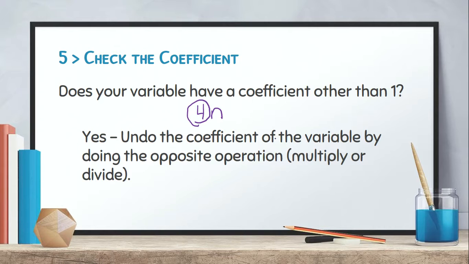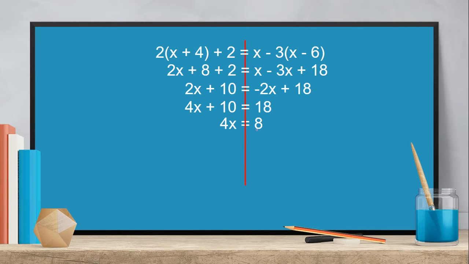If there is, we're going to undo the coefficient of the variable by doing the opposite operation. So if we're multiplying, like here, 4 times n, then we'll divide. And if we do one side, we got to do it to both sides. So here I've got 4x equals 8. Well, the operation involves multiplication, so the opposite of that is division. So I'll divide both sides by the coefficient. Well, here, 4 becomes 1. 1 is a ninja, because 1 times anything is whatever the thing is. And 8 divided by 4 is 2. So finally I get a solution that says x equals 2. That makes me pretty happy.